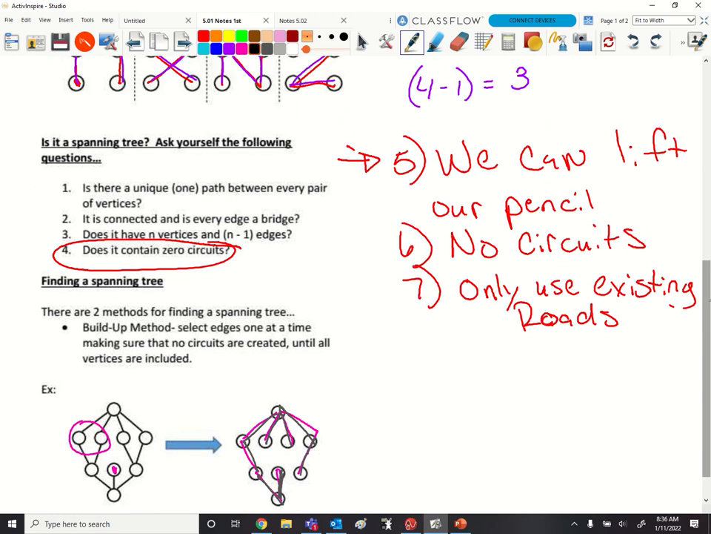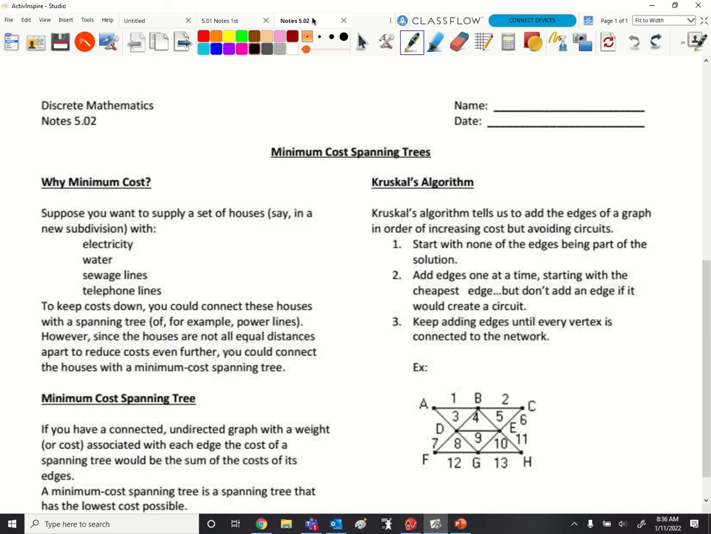All right, so going back to the notes. Okay, suppose you want to supply a set of houses, say in a new subdivision, with electricity, water, sewage, telephone lines. Keep costs down. You could connect the houses with a spanning tree, for example, power lines. However, since the houses are not all equal distance apart, to reduce costs even further, you could connect the houses with a minimum cost spanning tree. And that's what we're doing today. So we're doing spanning tree, but we are trying to get to a minimum spanning tree.